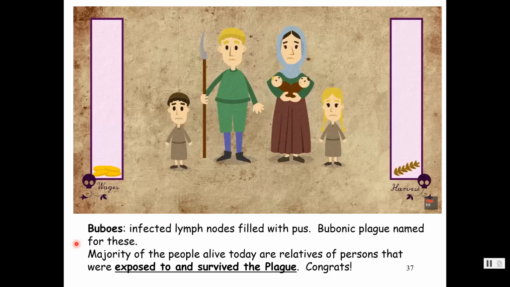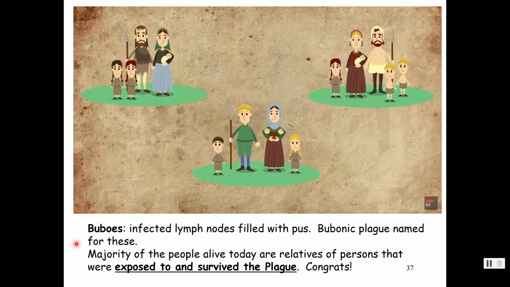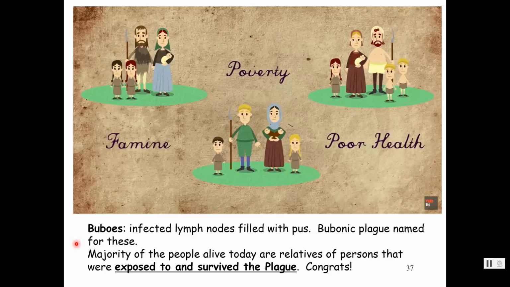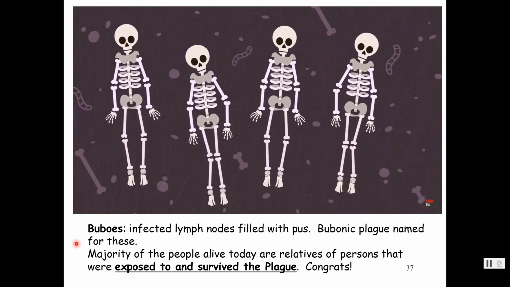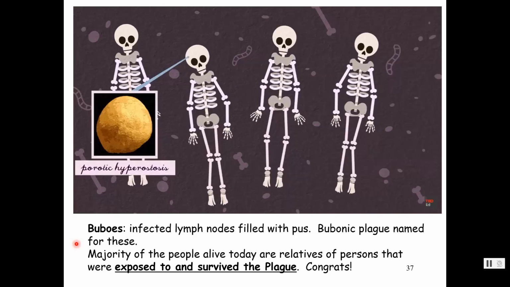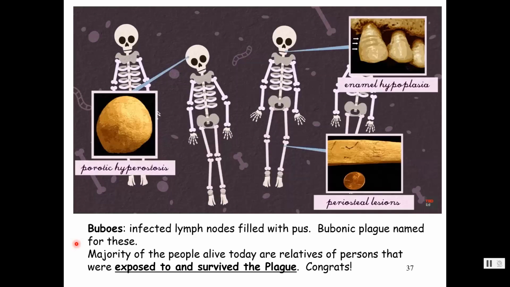As a result, most Europeans in the early 14th century experienced a steady decline in living standards, marked by famine, poverty, and poor health, leaving them vulnerable to infection. And indeed, the skeletal remains of Black Death victims found in London show telltale signs of malnutrition and prior illness.